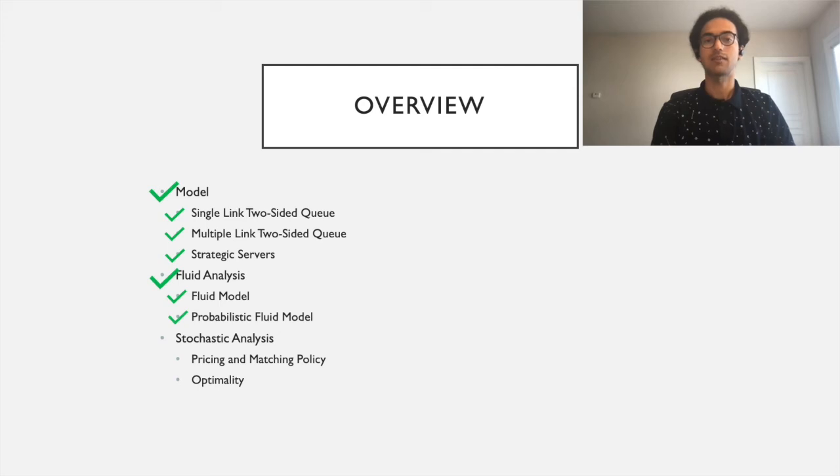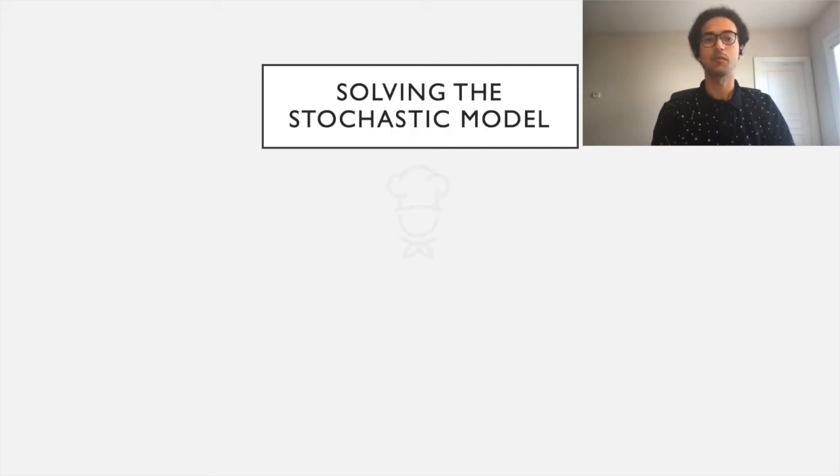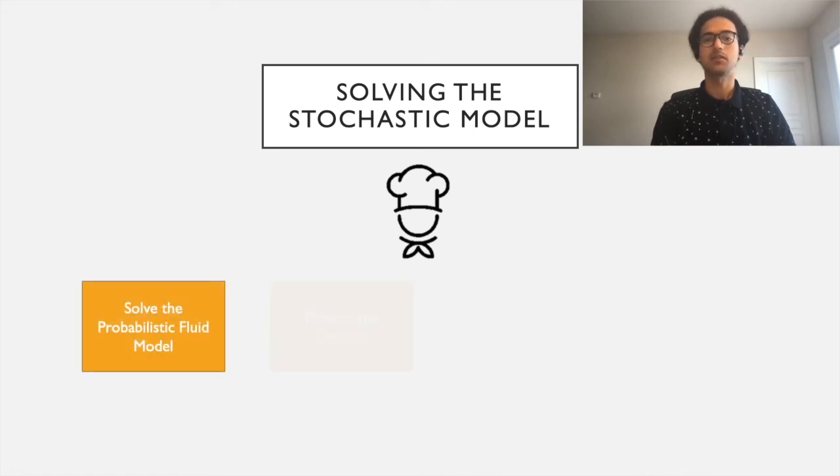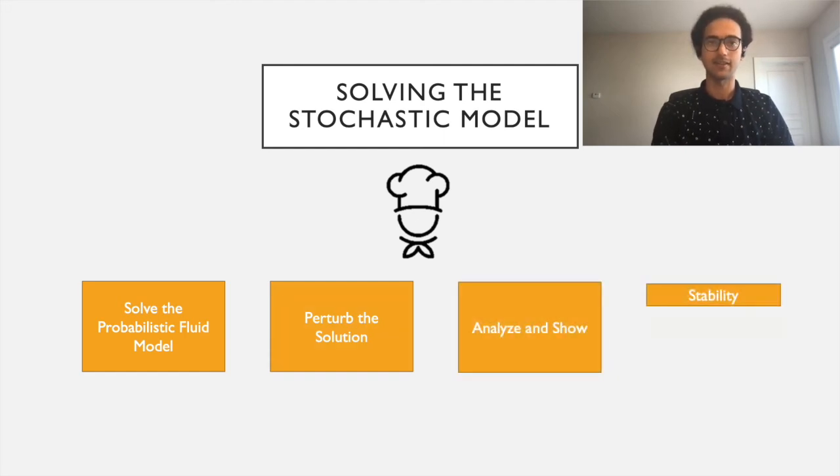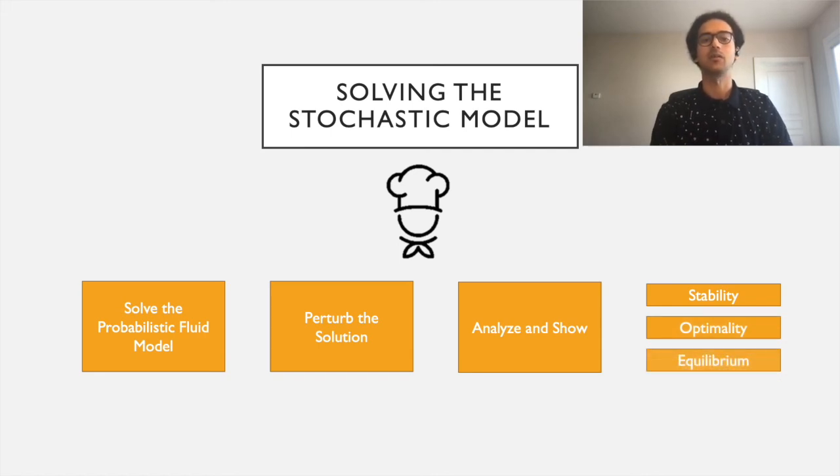Now, we'll work with the stochastic model and provide an asymptotically optimal pricing and matching policy that also ensures equilibrium. The recipe of the stochastic analysis is as follows. Solve the probabilistic fluid model and perturb this solution. The motivation for perturbation is that operating close to the fluid optimal policy results in a superior profit, and the perturbation of the policy introduces a dynamic component which ensures lower waiting times. Lastly, for provable guarantees, one needs to show stability of the underlying system, optimality of the proposed policies, and that the system is operating in an equilibrium.